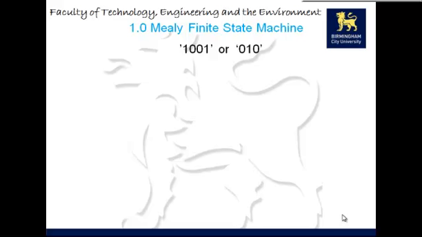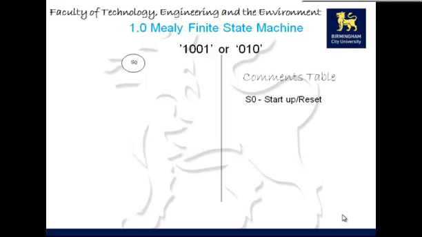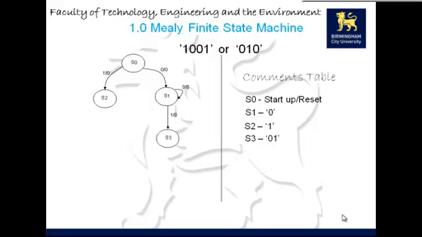Okay, so the Mealy finite state machine is as follows. State 0 is start up and reset. If the input is 0, output of course is 0. Then state 1, and we've tracked that 0. If the input is 1, state 2, and we've tracked that 1. In state 1, if the input is 0, stay in state 1. If the input is 1, move over to state 3. We've tracked 2 bits there, 0, 1.